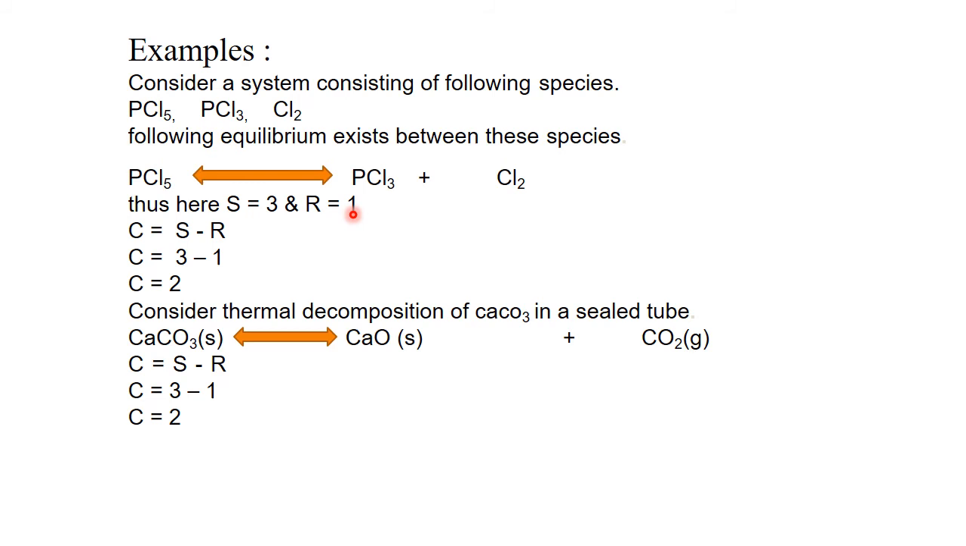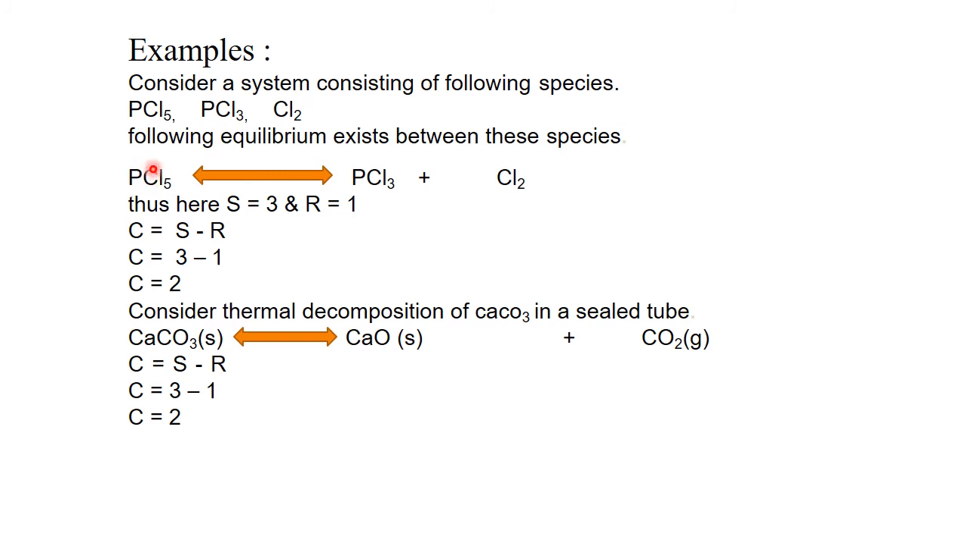So we can say the decomposition of PCl5 into PCl3 and Cl2, apparently it is shown that the system contains three species: one is chlorine Cl2, the other one is PCl3, and the third one is PCl5. Apparently the three species are present in the system, but when the values of S and R are put in the equation, the answer is 2. So we can say that the decomposition of PCl5 into PCl3 and Cl2 is a two component system.